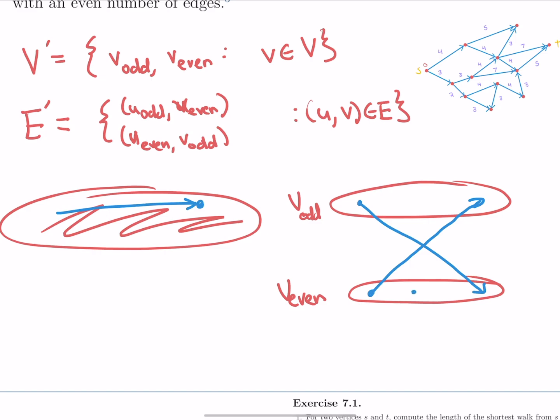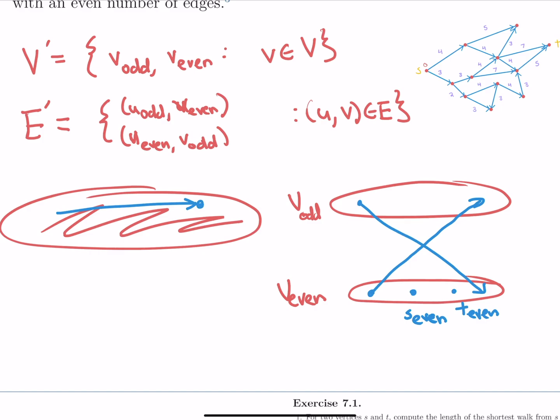Now I'm going to look at S even and T even, both somewhere in the even copy. I'll ask for the length of the shortest path in this graph, carrying over the edge weights with the same weights. I look for the shortest way to get from S even to T even. V even means these are the vertices I can get to with an even number of edges, because I go up, down, up, down. So if I go from S even to T even, I know I've taken an even number of edges. If I'm going from S even to T odd, I know I've taken an odd number of edges.